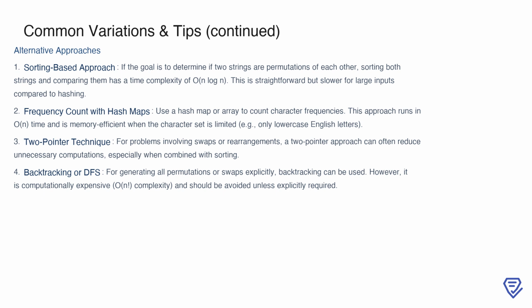Finally, for generating all permutations or swaps explicitly, backtracking or depth-first search can be used. However, these methods have factorial time complexity, O(n!), and should generally be avoided unless the problem explicitly requires generating all possibilities. Each of these strategies has its place, depending on the constraints and goals of the problem.